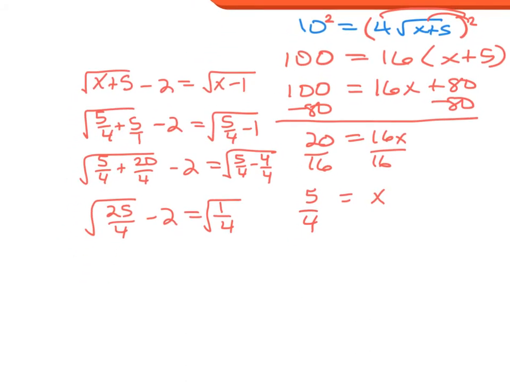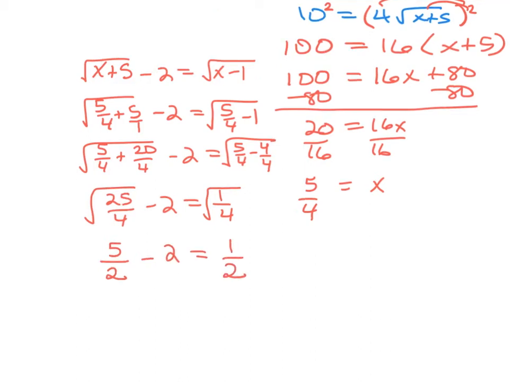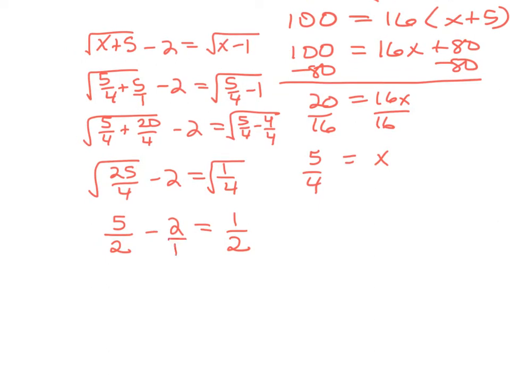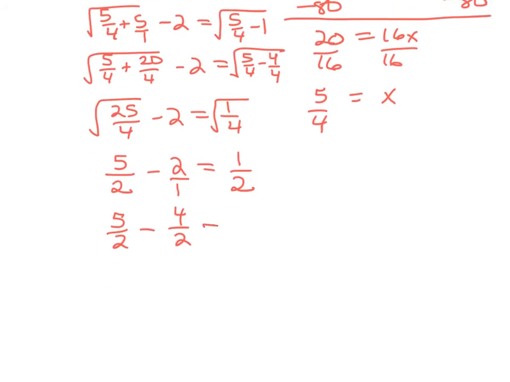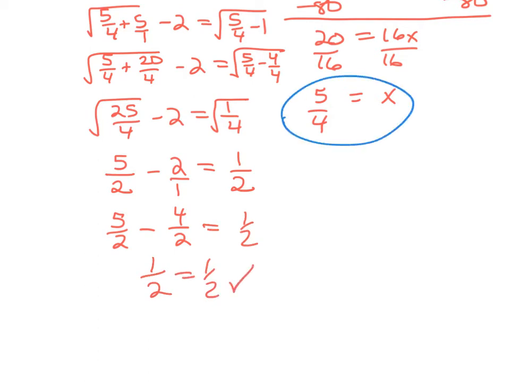I can square root these. This becomes square root of 25 is 5, square root of 4 is 2. Square root of 1 is 1, square root of 4 is 2. And then now I need to subtract this. I can find a common denominator. Make this 4 over 2. And now 5 minus 4 is 1. 1/2 equals 1/2. It checks. So this is a good solution. Let's try number 8.